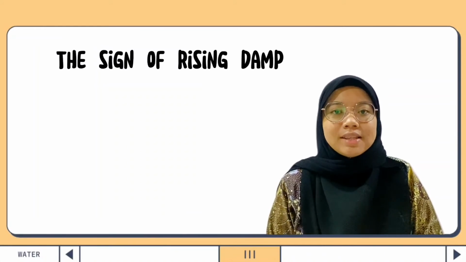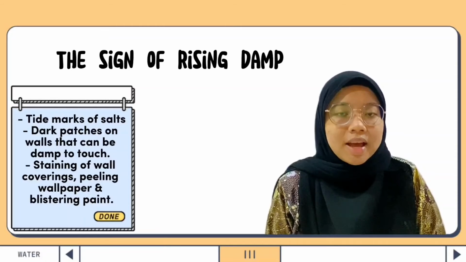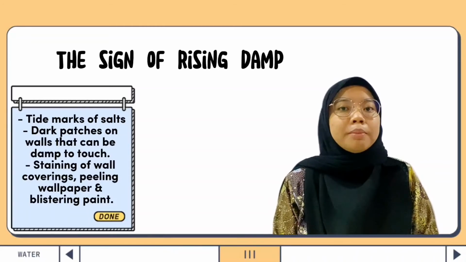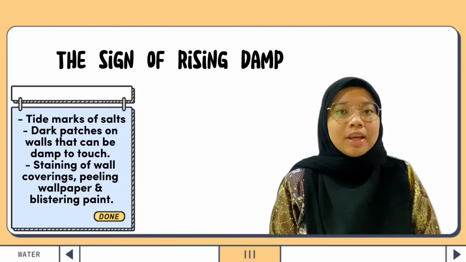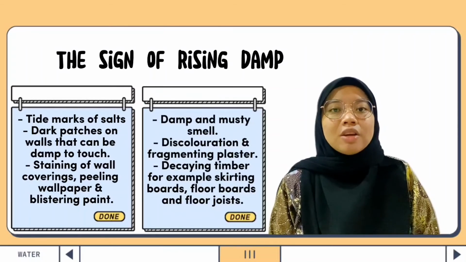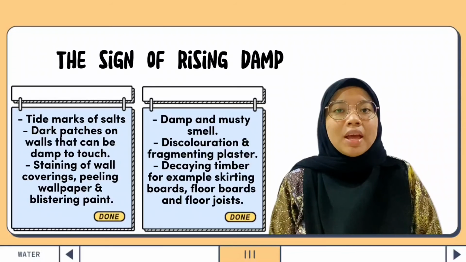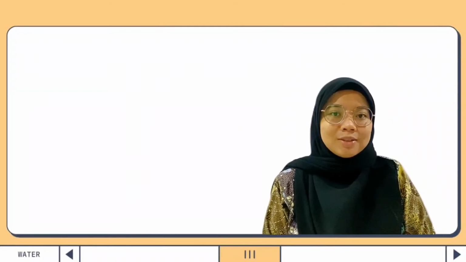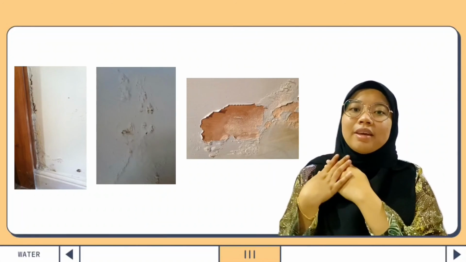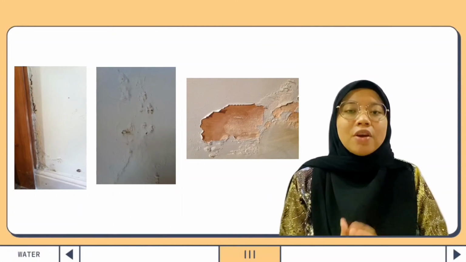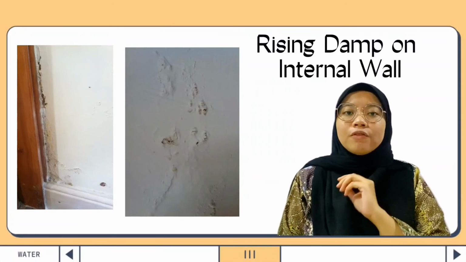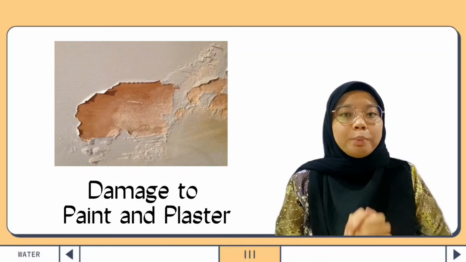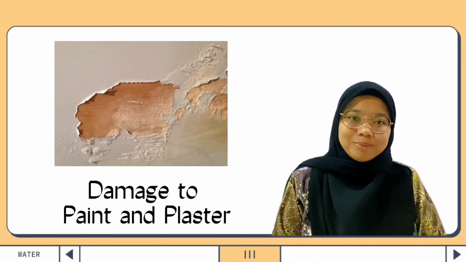The signs of rising damp are tide marks of salts, dark patches on walls that can be damp to touch, staining of walls, peeling wallpaper and blistering paint, a damp and musty smell, discoloration and fragmenting plaster, and lastly, decaying timber, for example, skirting boards, floorboards, and floor joists. As you guys can see next to me, there are some example pictures that show the defect of rising damp. These two are photos of rising damp on an internal wall, while this one shows the damage to paint and plaster due to rising damp.